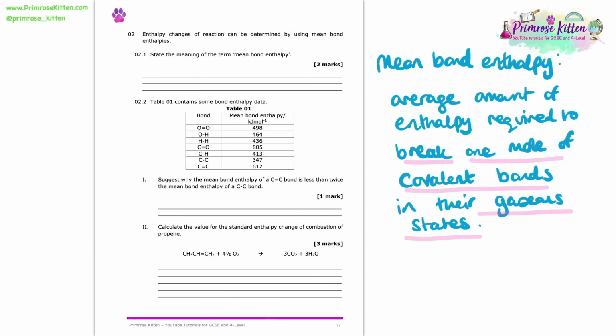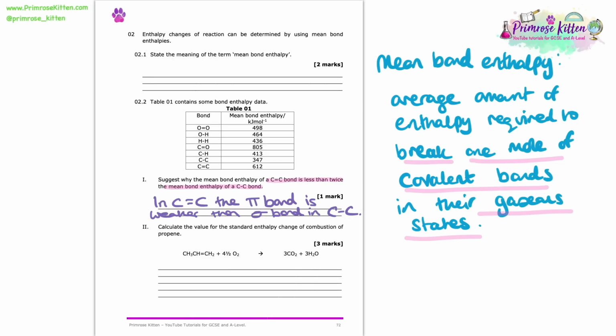So next up, we're asked to suggest why the mean bond enthalpy of a C=C bond is less than twice the mean bond enthalpy of a C-C bond. The reason for this is that in that C=C bond, there is a pi bond, and the pi bond is actually weaker than the sigma bond that we find in C-C single bonds. And so that is the reason why that bond enthalpy is less.